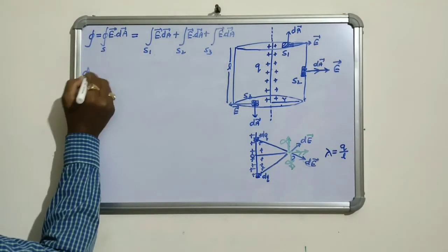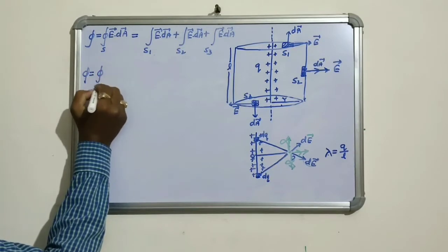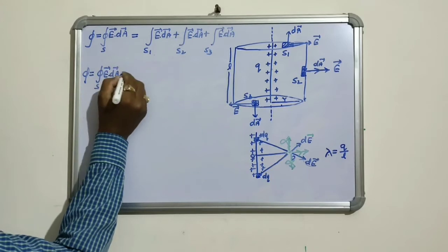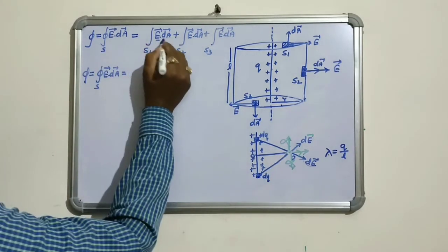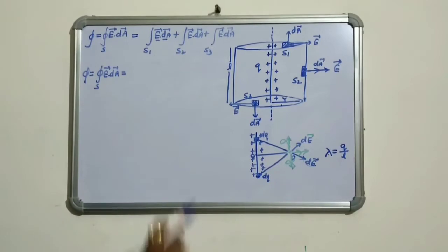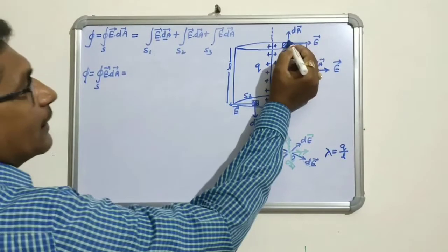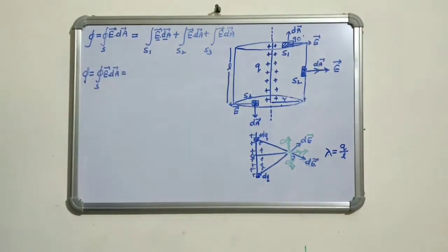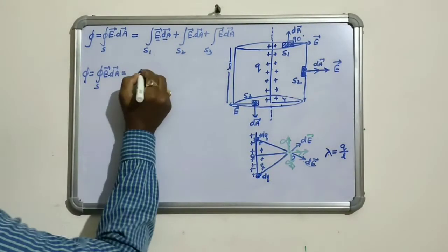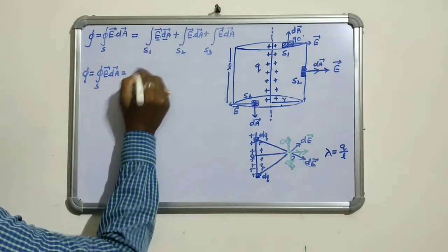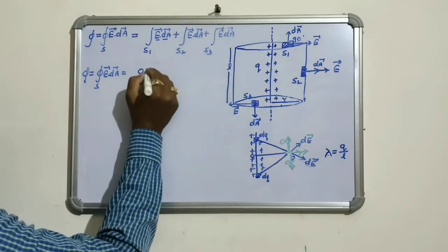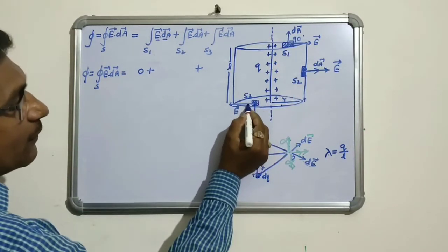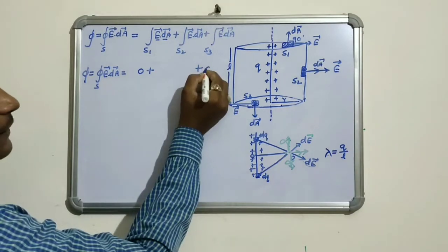Now we can calculate phi equals to E dot dA equals to E dA cos theta. For surface S1, here is theta, this is a 90 degree angle. So theta is 90, cos 90 equals to 0. That's why flux for surface S1 is 0. Similarly, for S3 it is also 0, because here also the angle is 90 degrees. Therefore S3 is also 0.